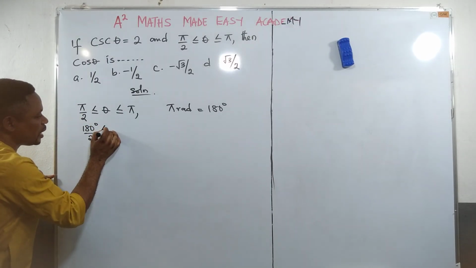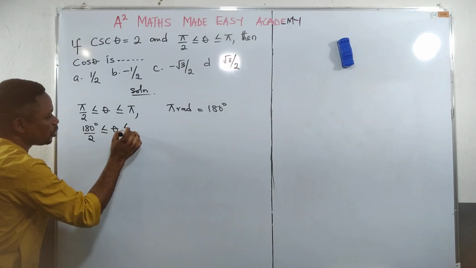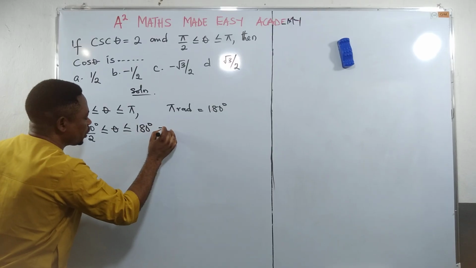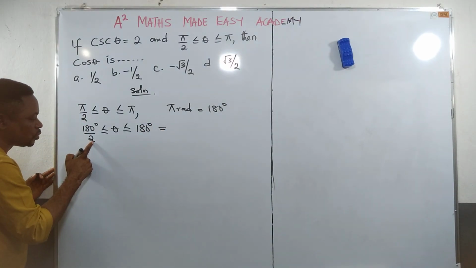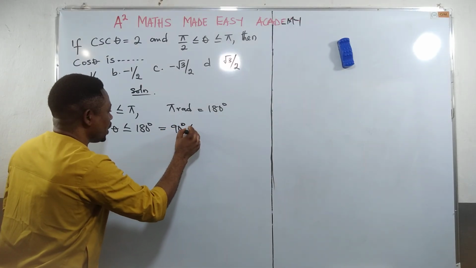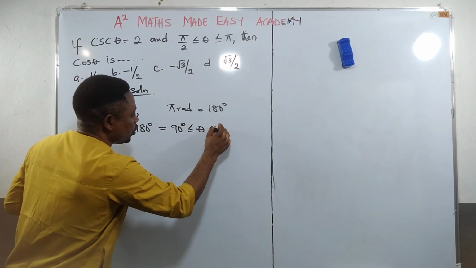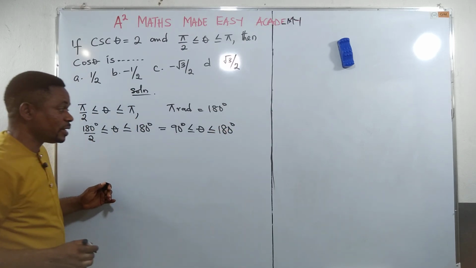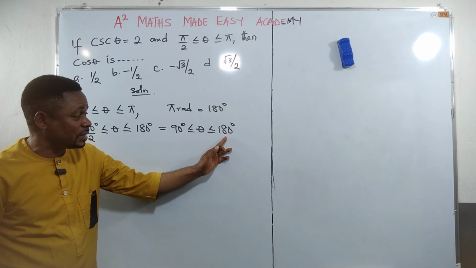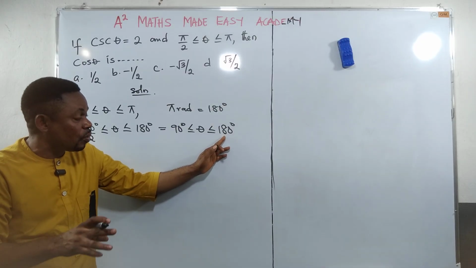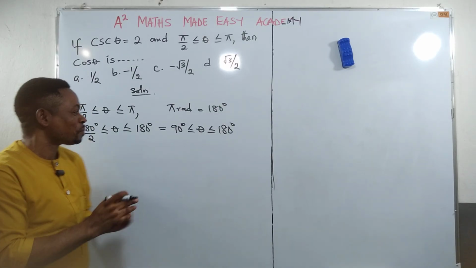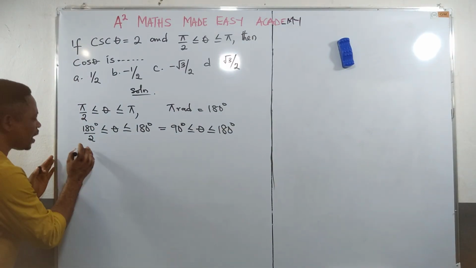This is pi, I will now say 180 all over 2 degrees, less than or equal to theta, less than or equal to pi, which is 180. If you work it forward, you can agree with me that 2 can go into 180 to give you 90 degrees. So 90 degrees is less than or equal to theta, less than or equal to 180 degrees. Can you observe that this means the angle falls in the second quadrant? Second quadrant. So what do we do? Now let us bring out the question.